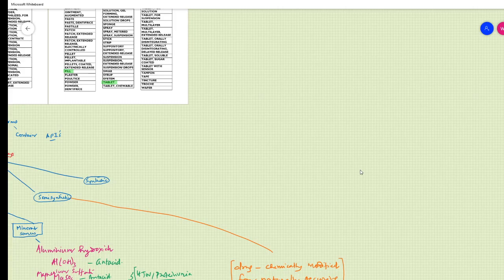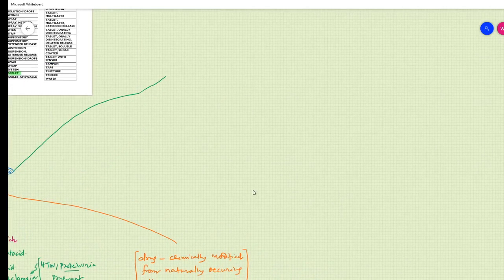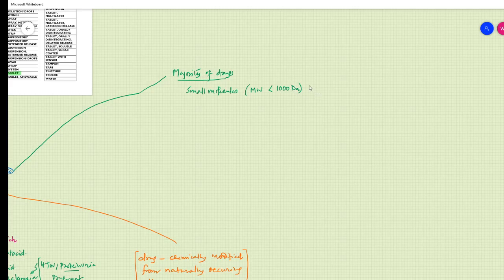Okay. So synthetic drugs, let's take another color. Synthetic drugs form the majority of drugs which are currently used. They are usually small molecules. By small molecules we mean they have a molecular weight which is less than 1000 daltons. The average would be around 600 daltons. So they are small molecule drugs.